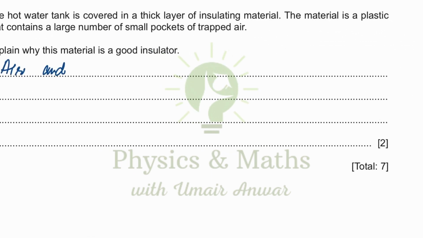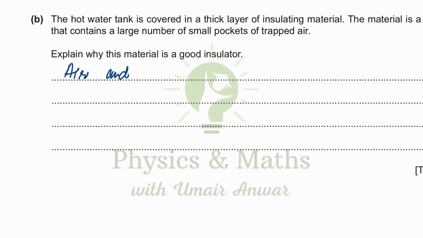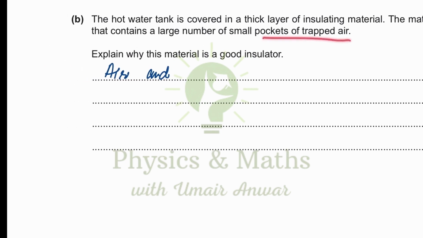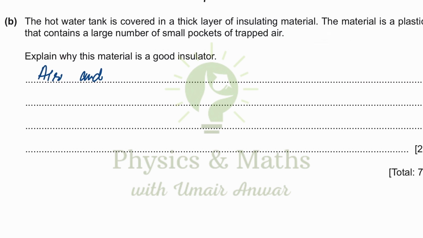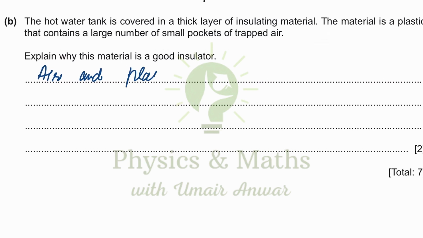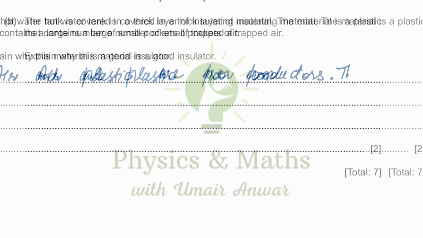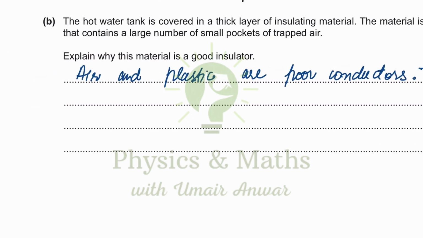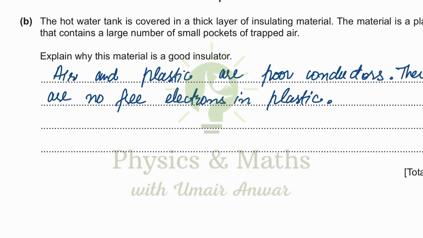So since the material is a plastic and it also contains small pockets of trapped air, these two combined are poor conductors. There are no free electrons in plastic, that is why it is a poor conductor.